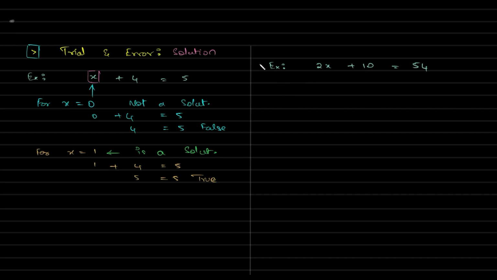So next example. Let's start off with x is equal to 0. So we have 2 into 0, that is in place of x, I'm substituting 0, plus 10 is equal to 54. So as per BODMAS, multiplication first. 0 plus 10 is equal to 54. This is a false statement and not a solution.